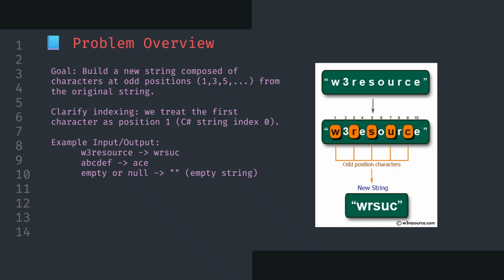Quick clarification on indexing. Humans usually count starting at 1, but C# uses zero-based indices. When I say odd position, I mean characters at indices 0, 2, and 4 in code. We'll show examples and handle edge cases like empty or very short strings, so the program will not crash.